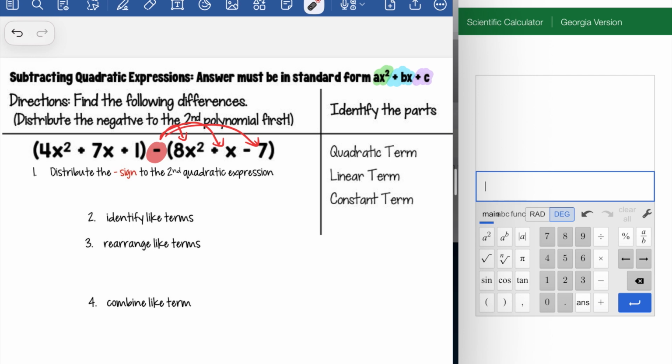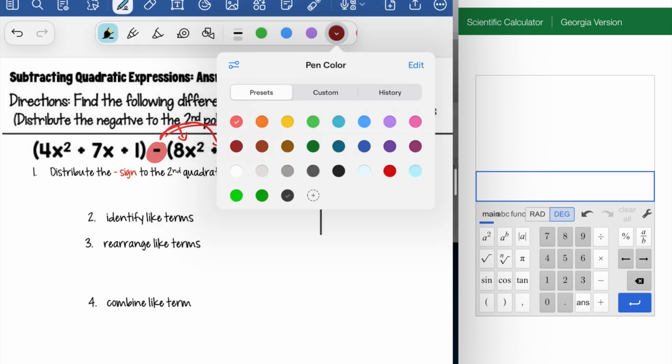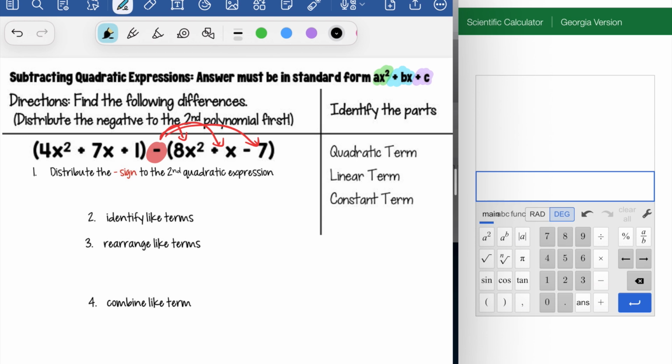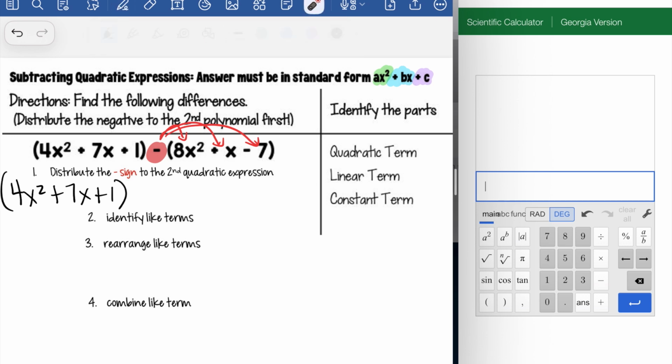So let's look at the very first one. Since this expression, 4x squared plus 7x plus 1, I'm not doing anything to it, I'm just going to rewrite it. I'm going to bring it down and just rewrite it as it is, which would be 4x squared plus 7x plus 1. But remember, I said I want to rewrite this subtraction problem as an addition problem.